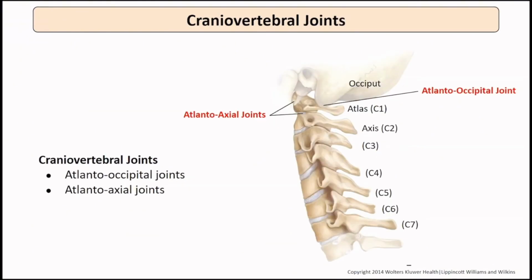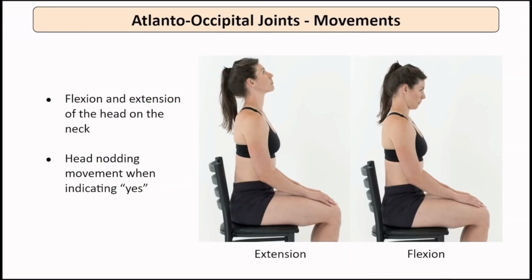The cervical spine also contains two specialized joints called the craniovertebral joints. These are the atlanto-occipital joint, which connects the occiput of the head with the atlas, and immediately below is the atlanto-axial joint, which joins the atlas with the axis. The primary movements of the atlanto-occipital joints are flexion and extension of the head on the neck. Movement of the joints produces the characteristic head nodding movement when indicating yes to something.